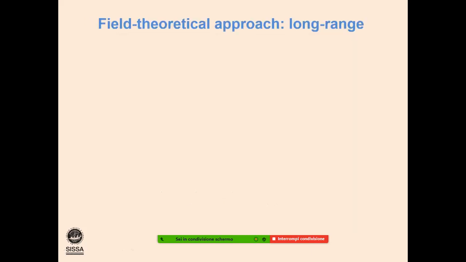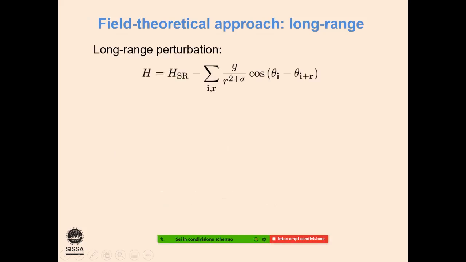Now, what happens instead in the long range? Let us imagine that we start from our short range theory, and we introduce a small long range perturbation where G is the perturbation parameter, assumed to be small. Here, as you see, all the pairs of the lattice sites are present in the Hamiltonian, and they are weighted with a slowly decreasing power law kernel.